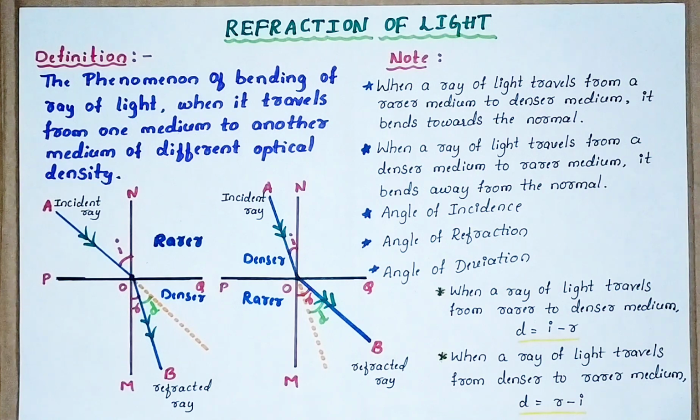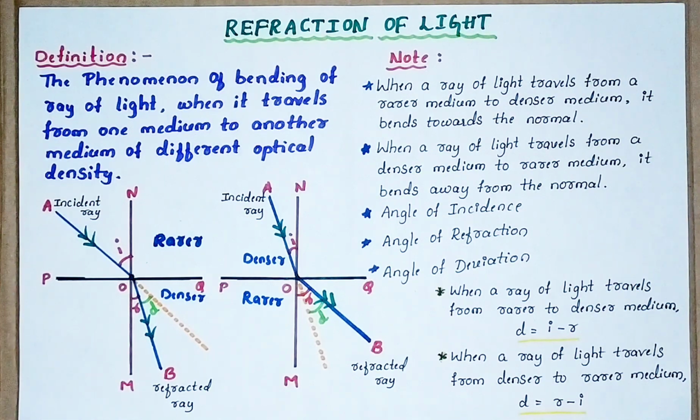Then what changes occur? Air medium has low density, water medium has high density. Compared to air, water has high density. That means the ray of light is traveling from a low density medium to a high density medium. So low density to high density means automatically the speed of light decreases. Why does the speed of light decrease? Because it is traveling from a lower density medium to a higher density medium.